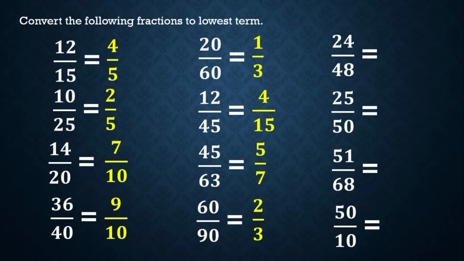24 over 48. That is 1/2. 25 over 50. 1/2 also. 51 over 68. 3/4. Ang greatest common factor nito ay 17. 50 over 10 or 50 divided by 10, that is 5.